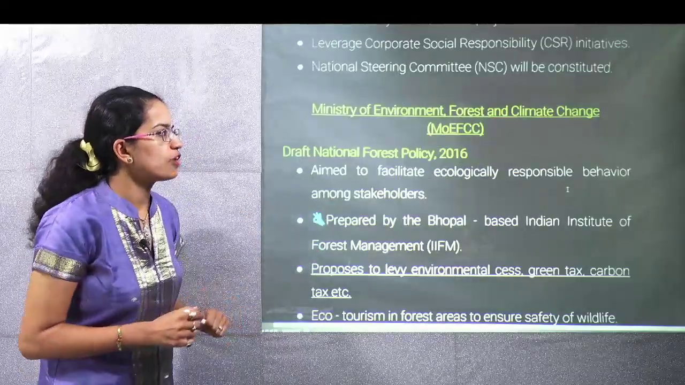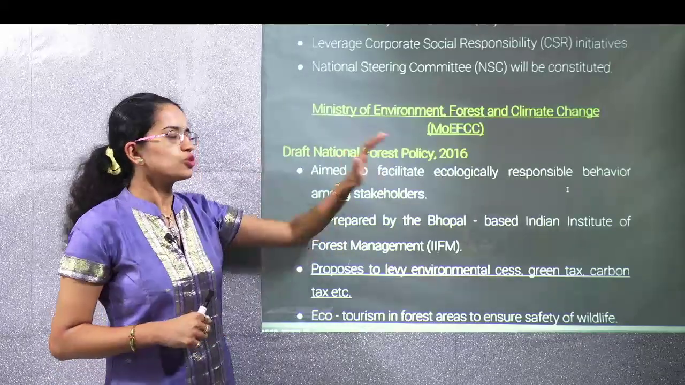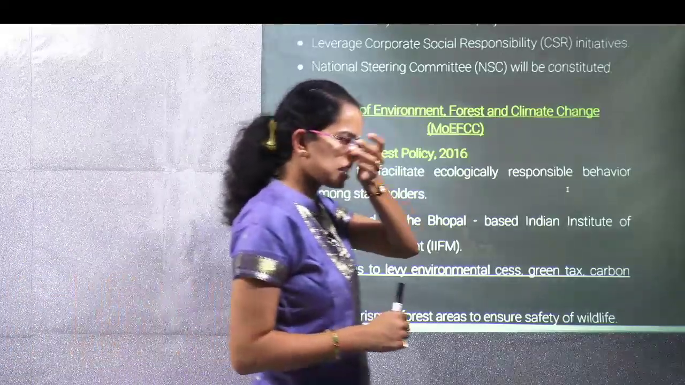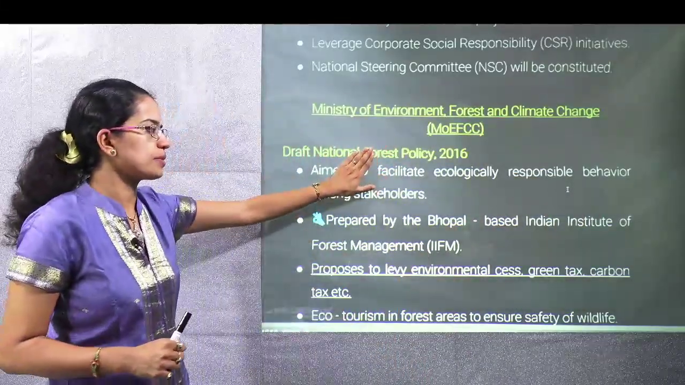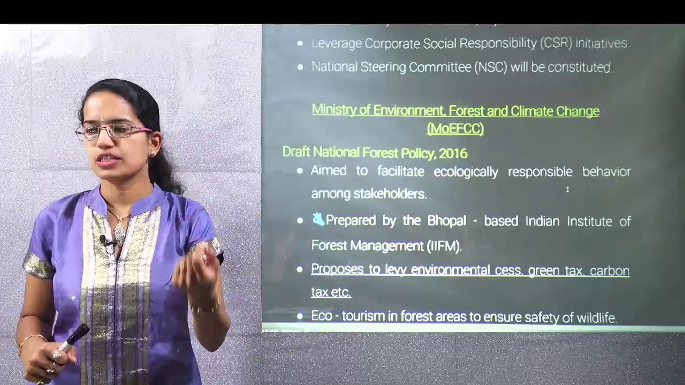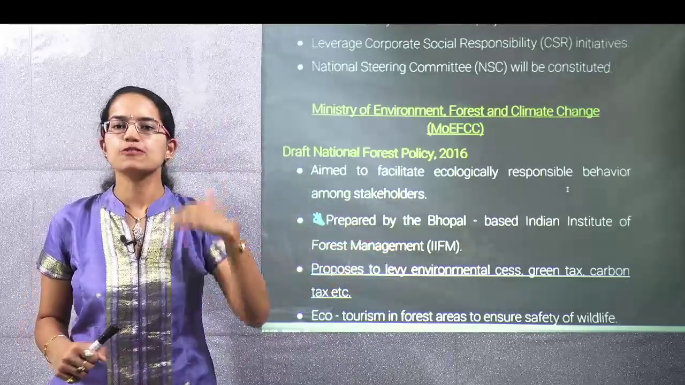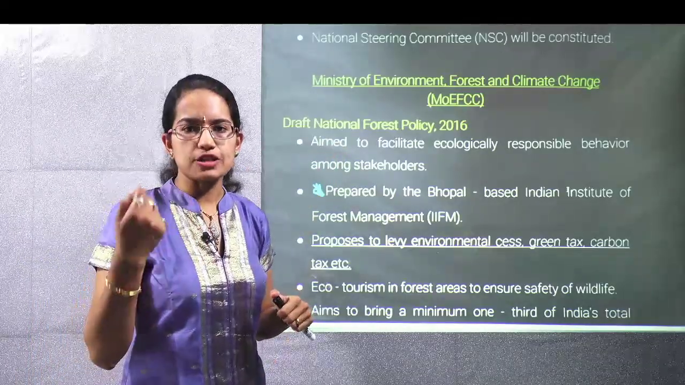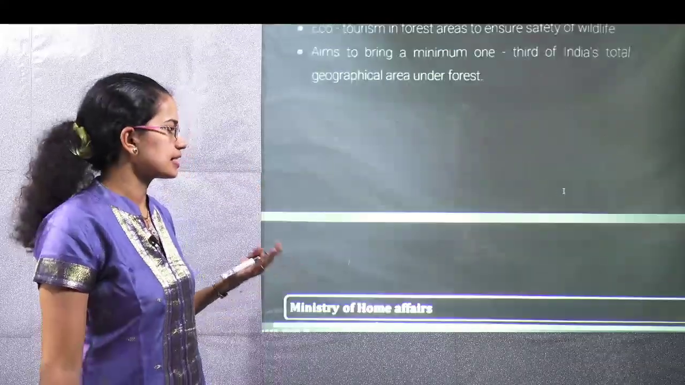The next is Ministry of Environment, Forest and Climate Change. Under this we have the draft policy 2016 for the forest. This is very important, specifically for the students preparing with agriculture, geography and geology as their optional. Now this has been prepared by the Bhopal based Indian Institute of Forest Management. So a direct question in any of the exam could be, where is this Indian Institute of Forest Management based? So it's based in Bhopal, Madhya Pradesh. The idea is to propose various kinds of cess and taxes, mainly on the environment, and the green tax or the carbon tax. That's the key idea under this.